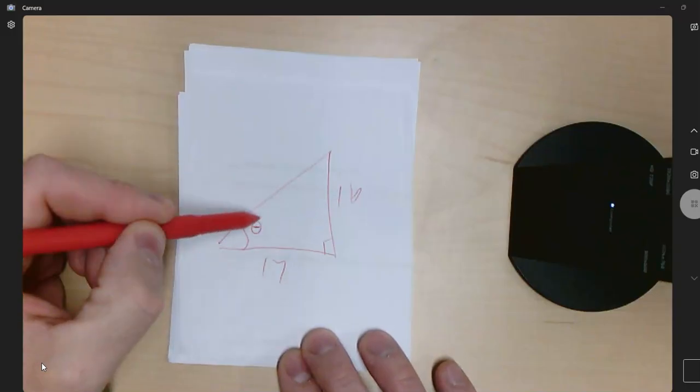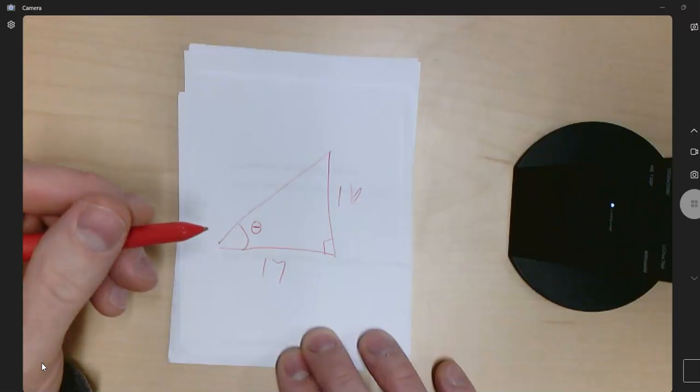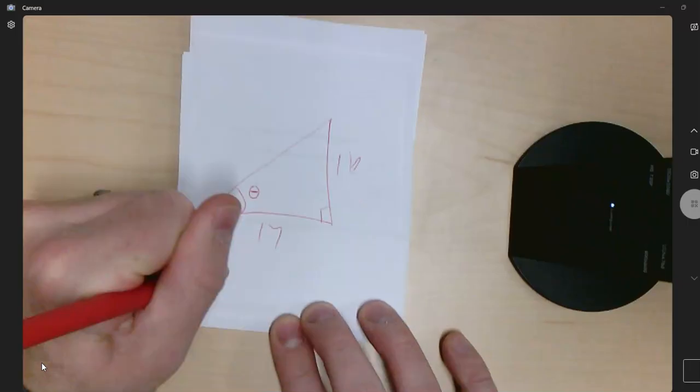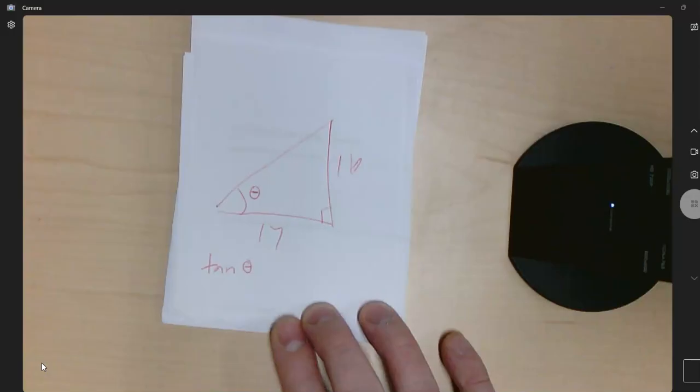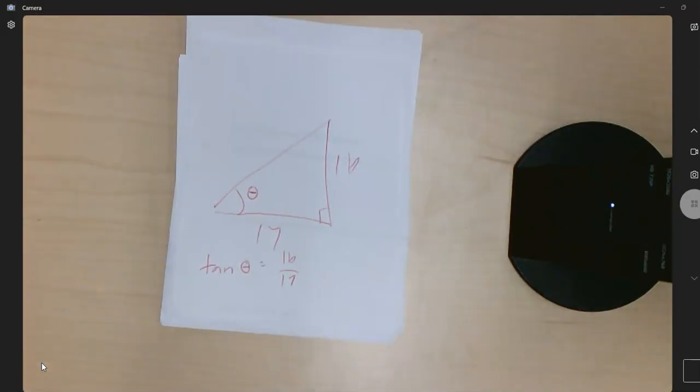This is the opposite side. This is the adjacent side. Opposite, adjacent. I'm thinking TOA. That's tangent. I would write my equation: tangent of my angle equals the opposite side over the adjacent side.